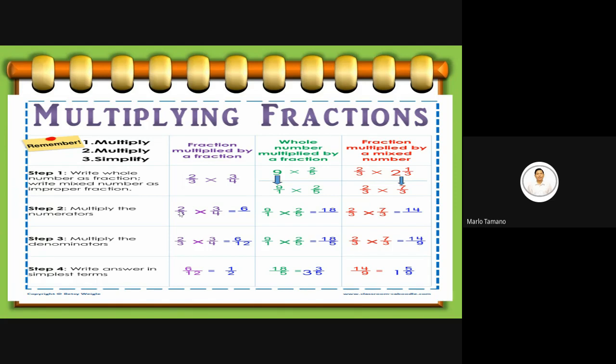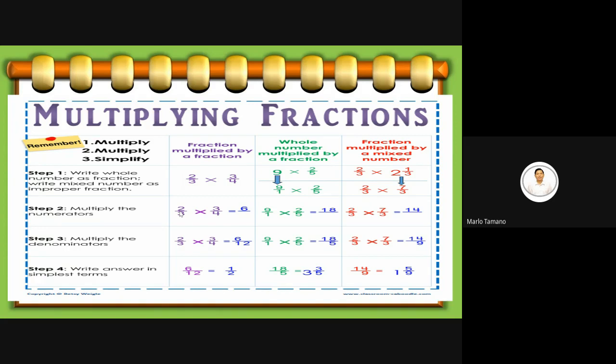Okay? So, yan po yung first step natin. Write whole numbers as fractions. Write mixed numbers as improper fractions. Since proper naman po, no need to write the number as a fraction because it's already a fraction. Since they are not mixed, they are proper fractions. So, we will continue now to get its product.